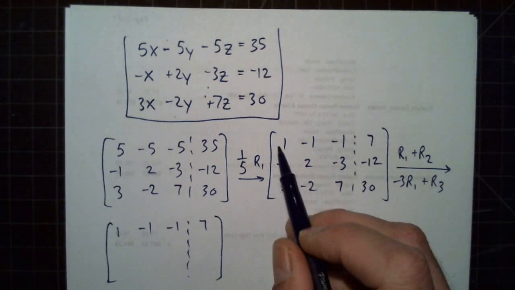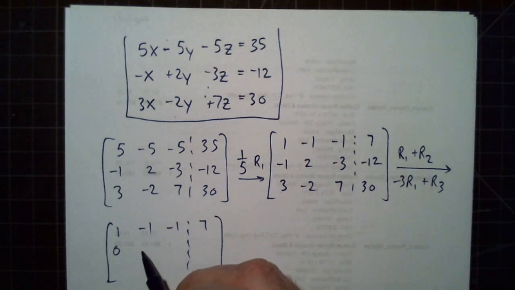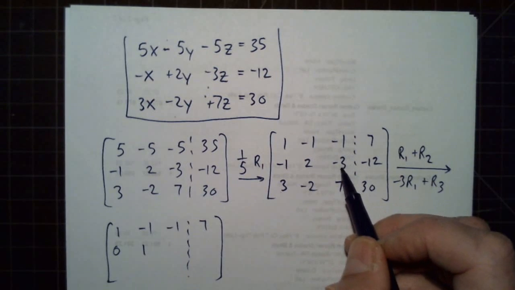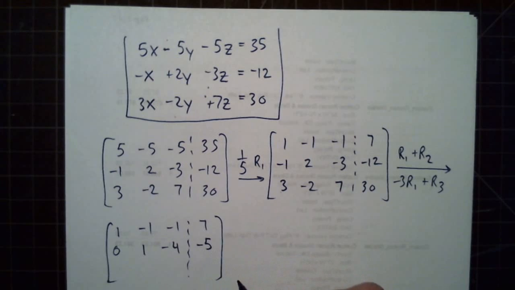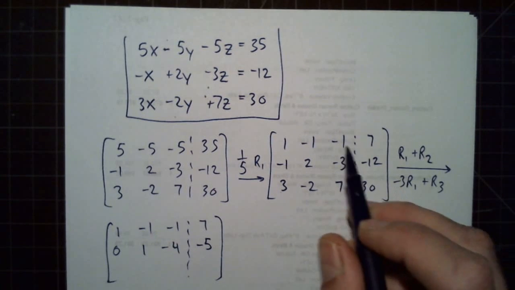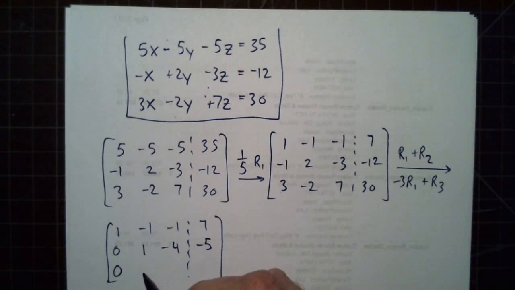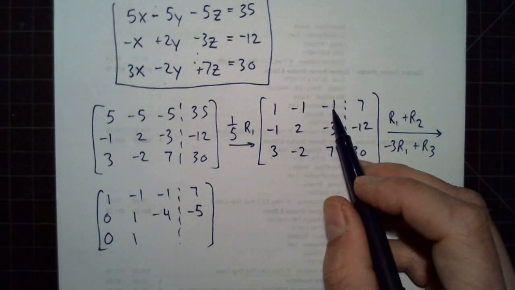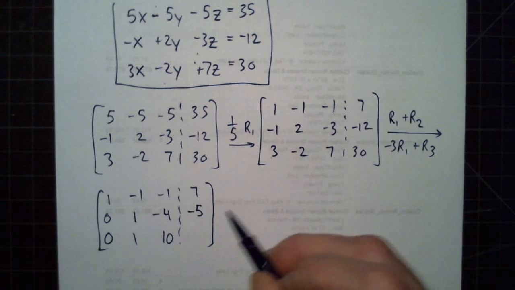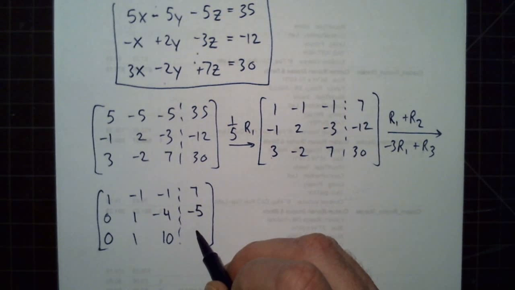But we are going to add: 1 plus negative 1 is 0. Negative 1 plus 2 is 1. Adding these, we get negative 4. Adding these, negative 5. So negative 3 times that. Negative 3 is 3 plus negative 2 is 1. Negative 3 is 3 plus 7 is 10. Negative 21 plus 30 gives us 9.